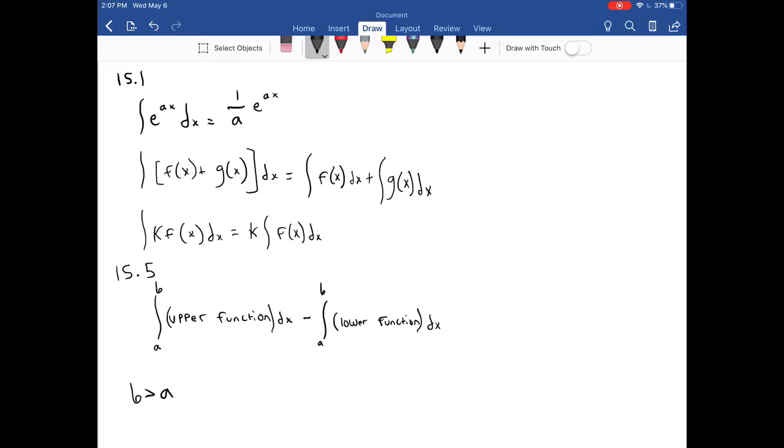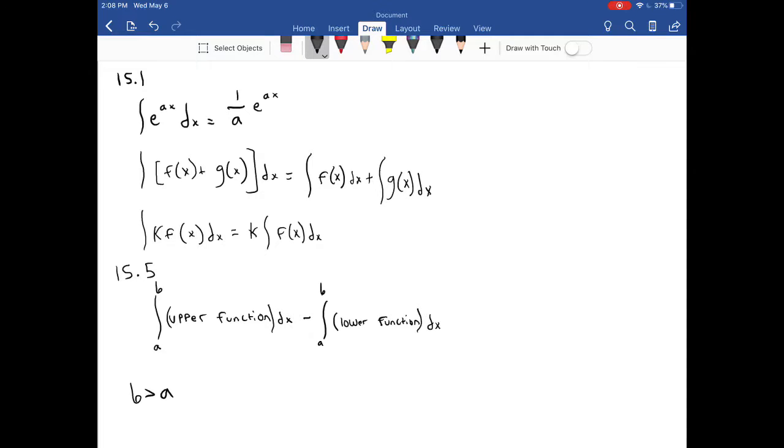From 15.1, we will be using the antiderivative for exponential functions, which is the antiderivative of e^(ax) equals 1 over a times e^(ax). We're using the sum and difference rule, which is the antiderivative of f(x) plus g(x) equals the antiderivative of f(x) plus the antiderivative of g(x). And we'll be using the constant multiple rule, which is the antiderivative of k times f(x) equals k times the antiderivative of f(x).